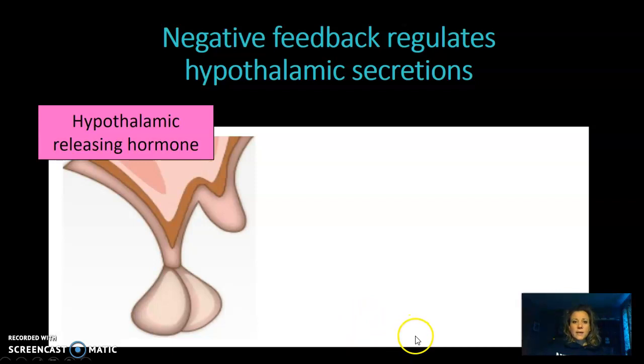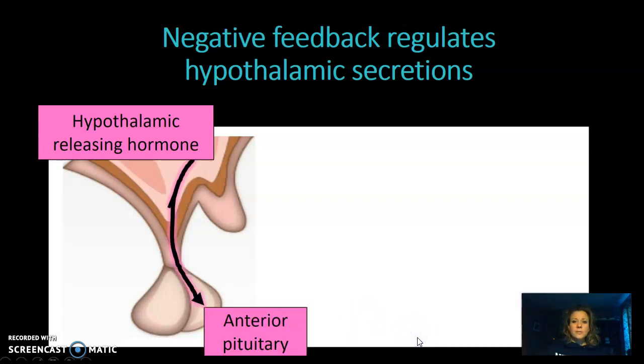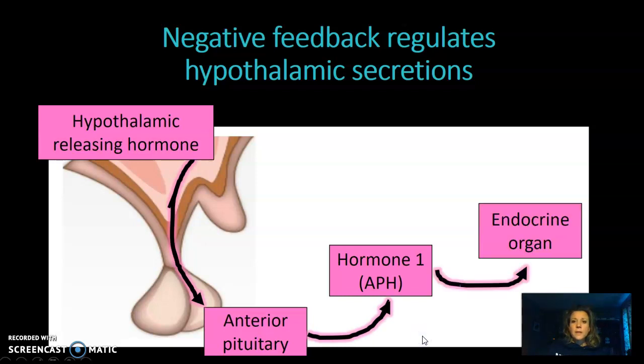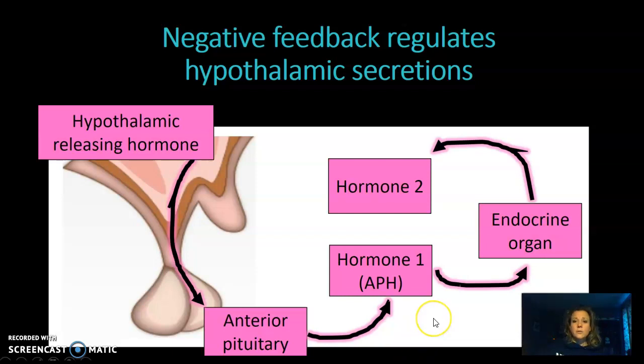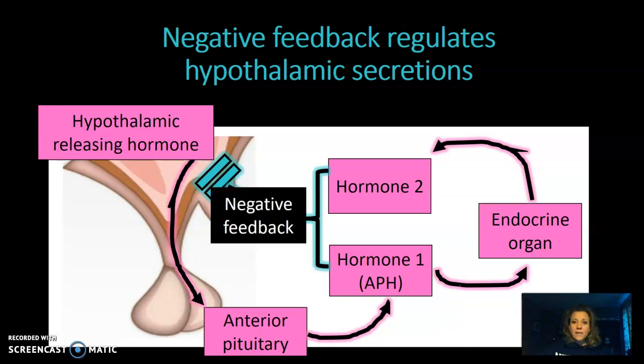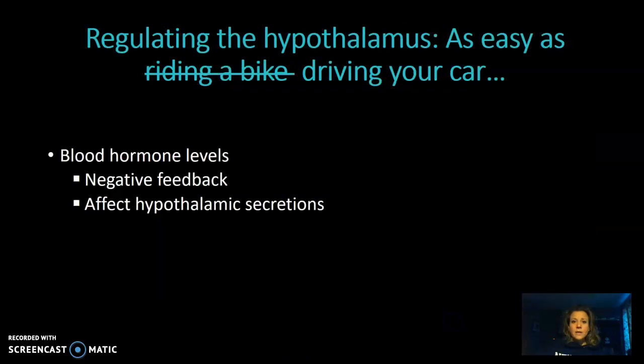So let's revisit this once again. Hypothalamic releasing hormone enters the anterior pituitary, which secretes hormone 1. That's an anterior pituitary hormone. APH1 is going to stimulate an endocrine organ or gland somewhere in the body to secrete its hormone, which I'm calling here hormone number 2. Now, it's the presence of hormone 1 and 2 in the blood that is going to feed back to the hypothalamus and stop the hypothalamus from secreting its releasing hormone. That is negative feedback. And I wish that it was as easy as that, but there's one other step.